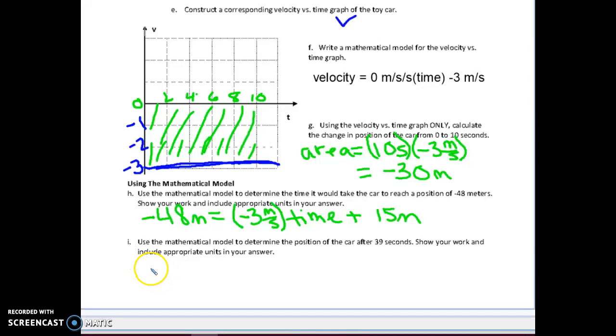Lastly, question I says use the math model to determine the position of the car after 39 seconds. Show your work and include an appropriate unit in your answer. So position equals negative 3 meters per second, but now instead of writing time, I'm going to plug in 39 seconds. And I'm still going to include my plus 15 meters. Again, on this one, I'm setting it up for you, but I'm not showing you the answer, and your answer should have an appropriate unit. Hopefully you found this helpful.